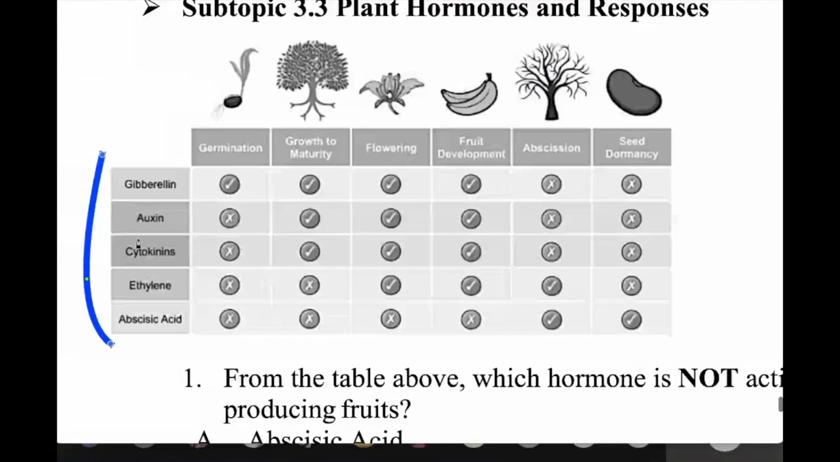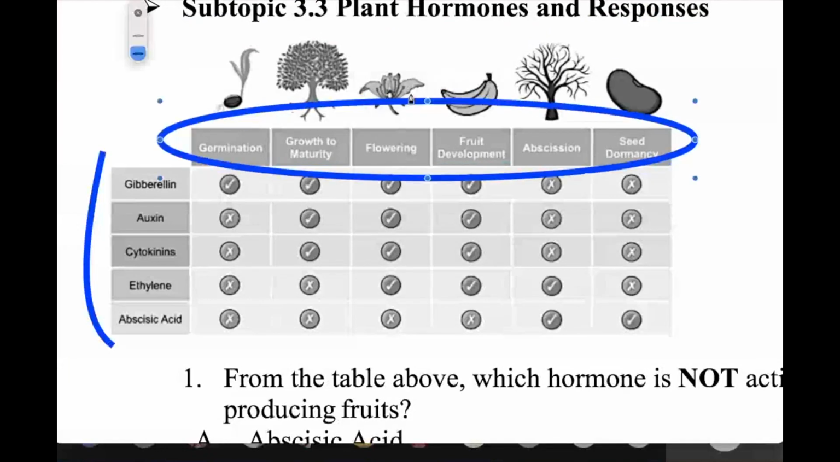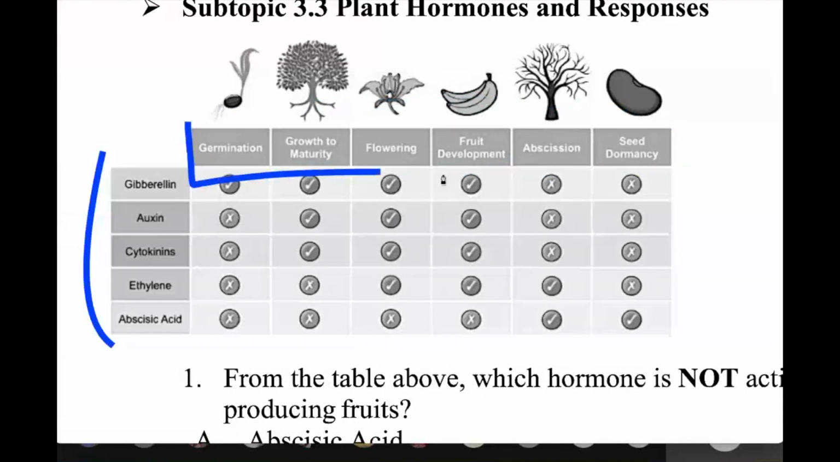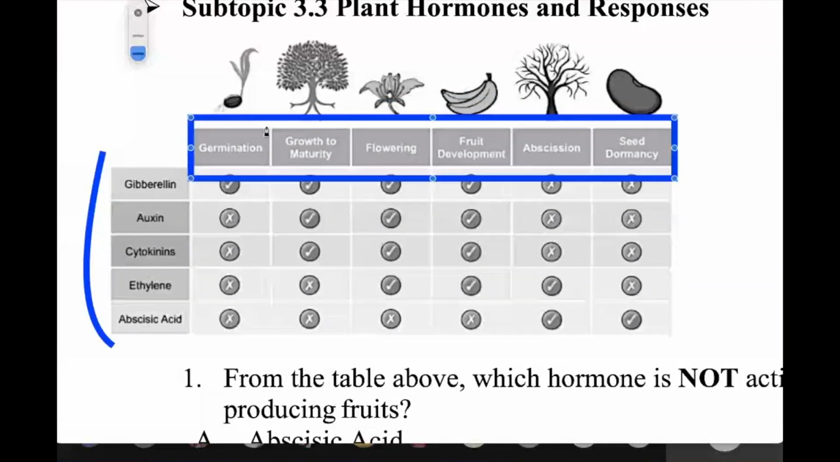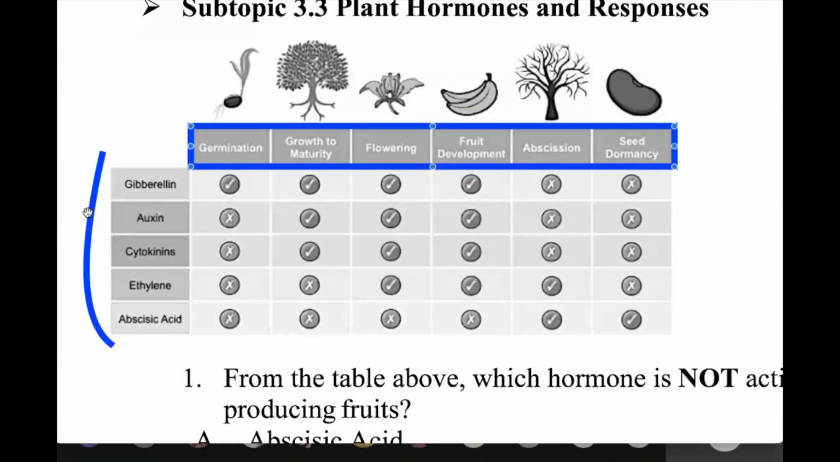This graph is showing the 5 plant hormones, and it shows some of the functions over here. So you have to identify which hormone is doing what. It can be easily identified from this picture.